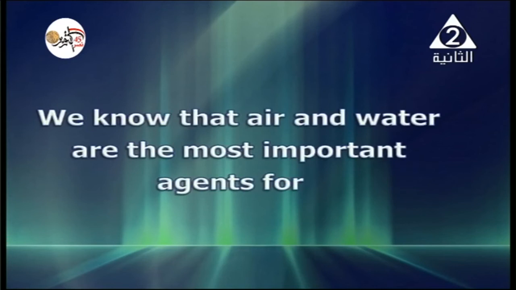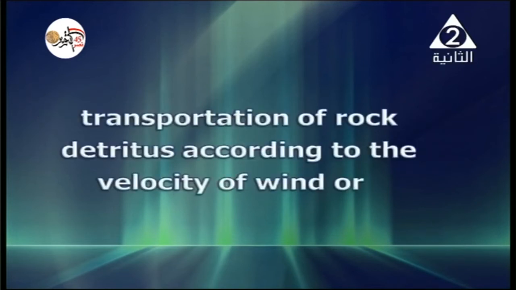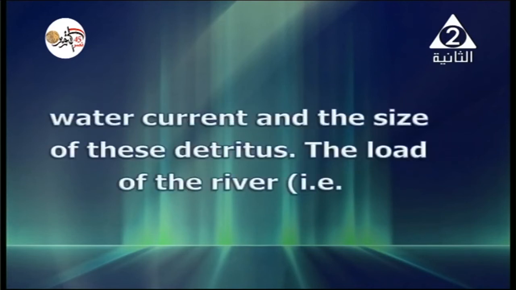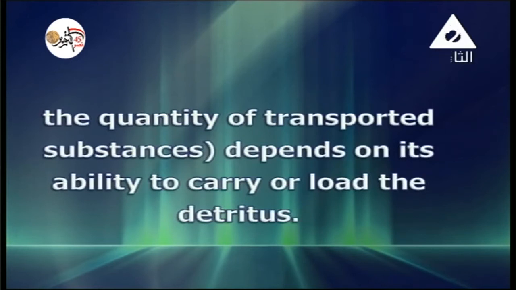We know that air and water are the most important agents for transporting these products of weathering. The rock detritus is moved according to the velocity of wind or water currents and the size of the detritus. The load of the river, meaning the quantity of transported substances, depends on its ability to carry the detritus.